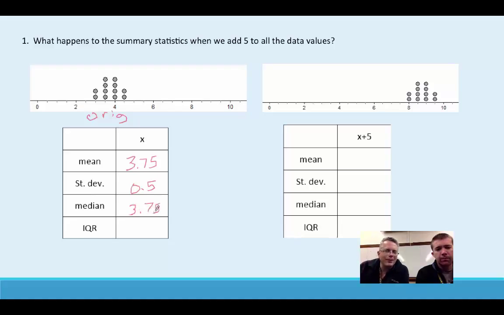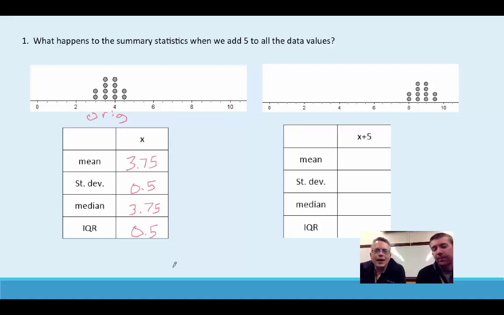How could I have known the median was the same as the mean? Probably because it's very symmetrical. And the IQR is 0.5. Interesting. IQR and standard deviation are the same. That's a fluke. It's no fluke that the mean and median are the same because it's symmetrical, but the standard deviation and IQR working out to be the same is just weird.